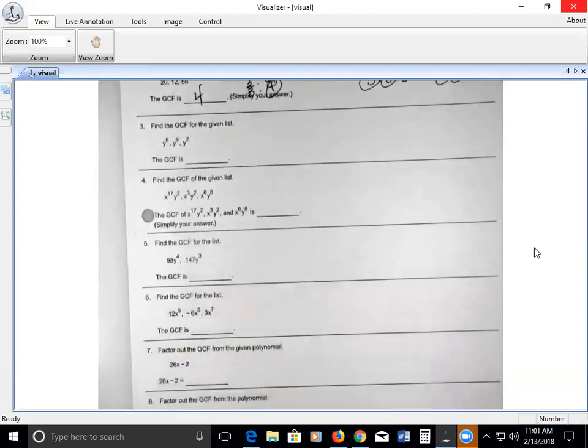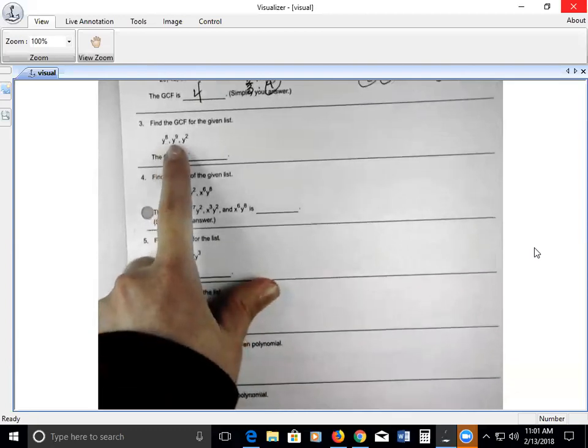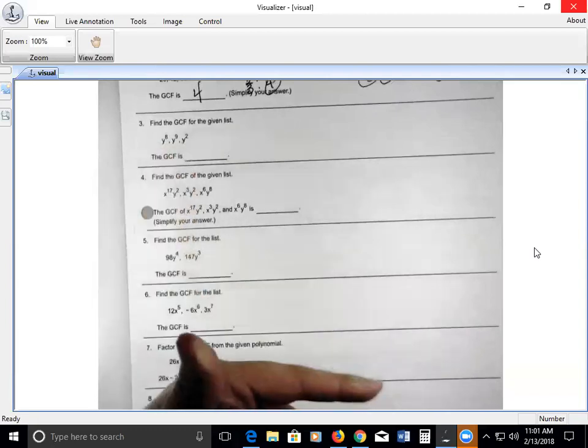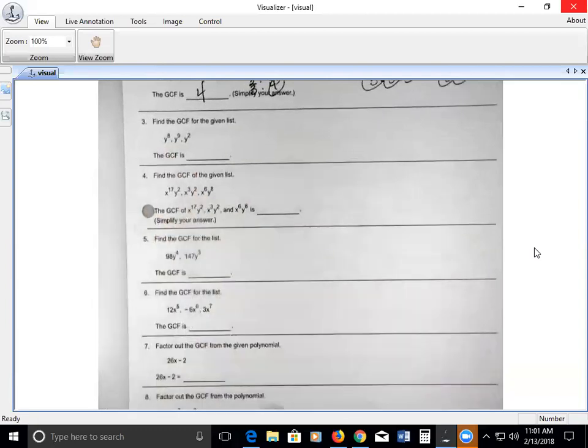All right, question 3, we have some variables coming into play. All the variables have the same numerical coefficient. They all have a numerical coefficient of 1, but then obviously they have different exponents. So when you're looking at these values, you're always going to look at the smallest exponent that's present, which in this case is 2. So your GCF is going to be the common variable with the lowest exponent present.